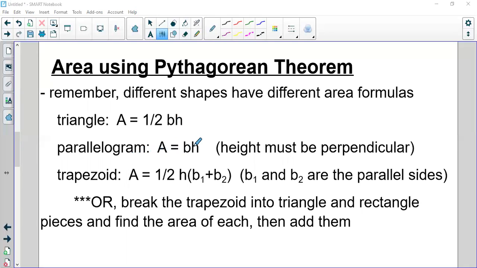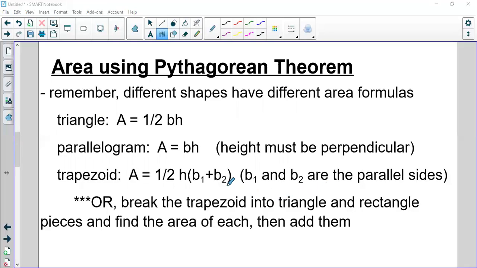Parallelogram is just base times height, but that height has to be a perpendicular height. It can't be a slanted height. It has to be perpendicular to the base, making that right angle, which then in effect might make a right triangle. And trapezoid is 1/2 times the height times the sum of the two bases, base number 1 and base number 2. These are two parallel sides, these bases.